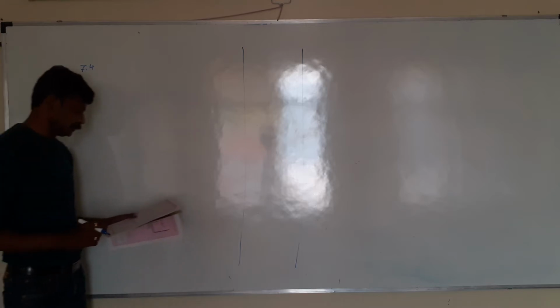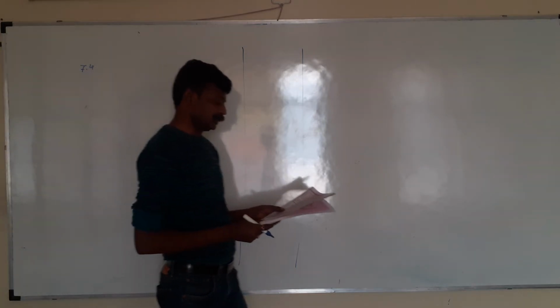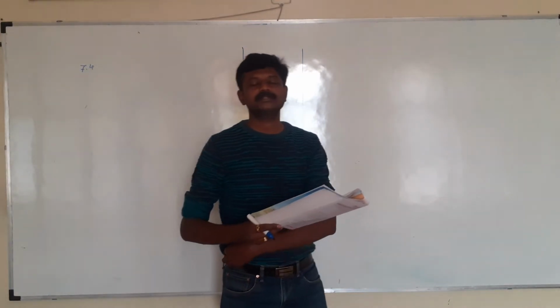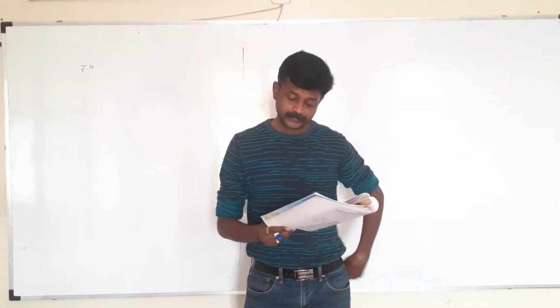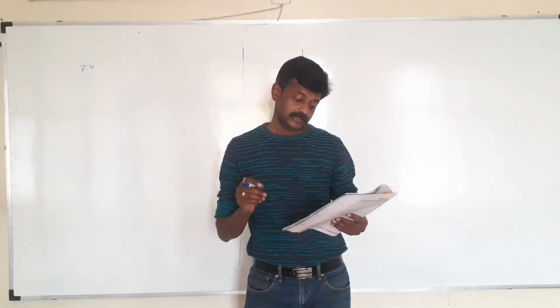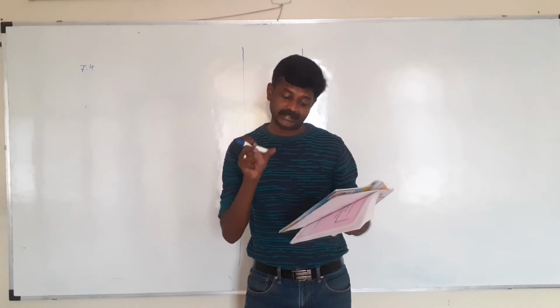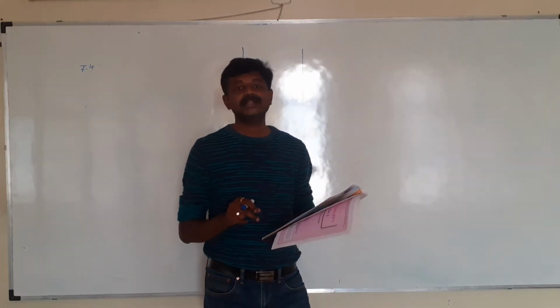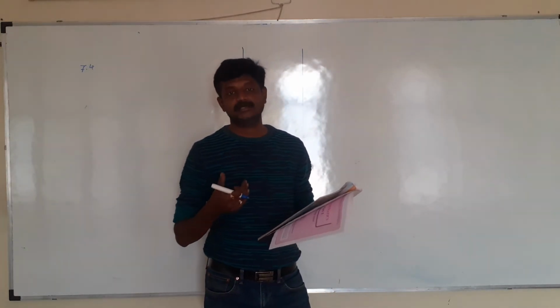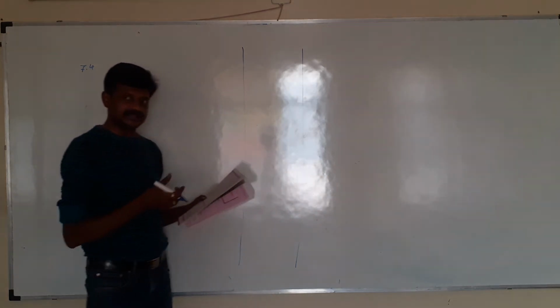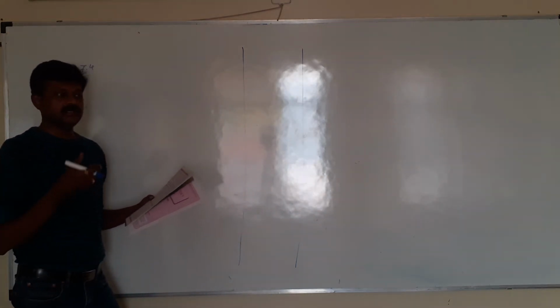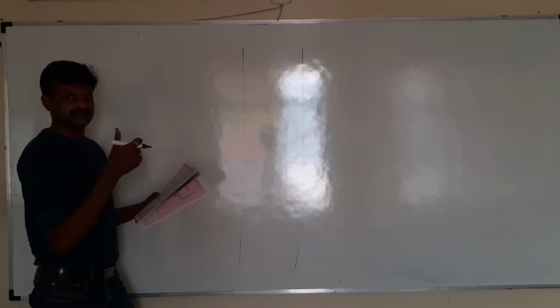First question, complete the following cumulative frequency table. Now which type is that? In the third column it is written less than type. Less than type means less than upper class limit. Always, whenever it is less than, it is less than upper class limit. If it is more than, it is lower class limit.